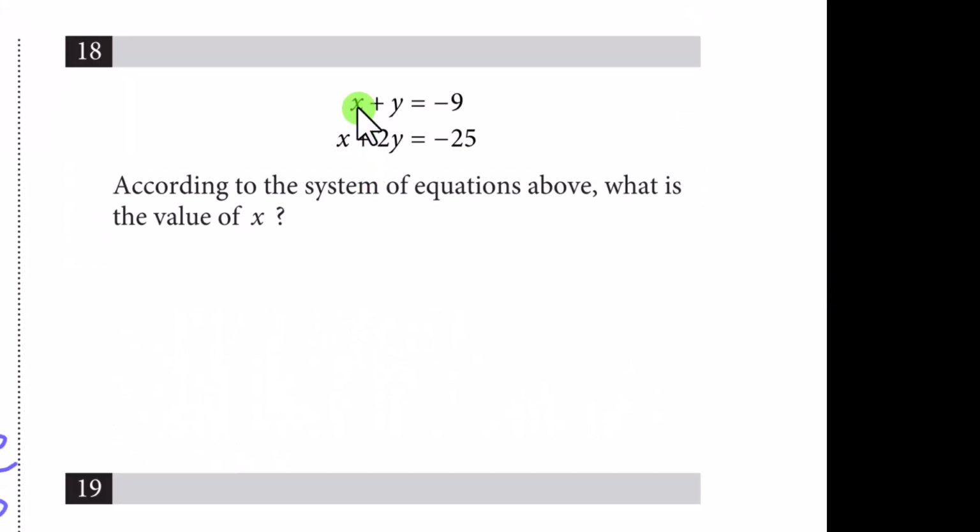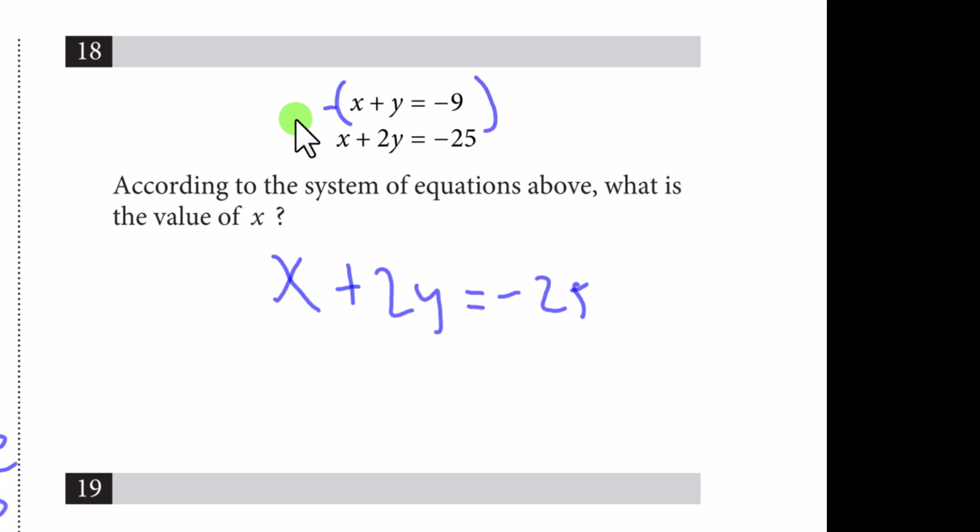Okay, so trying to avoid substitution, let's look at these. Looking at these coefficients, you've both got 1s for the x's. You've got a 1y and a 2y here. This is perfect. The x's are going to disappear. Let me rewrite this. x plus 2y equals -25. And then I'm going to make the second equation a negative. So we've got negative x minus y equals 9. Add these together. That cancels out.